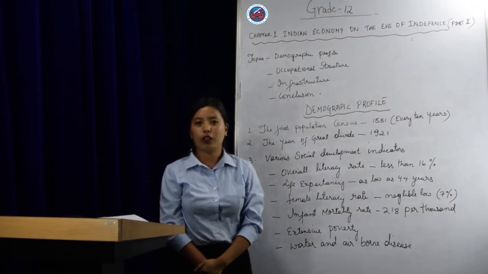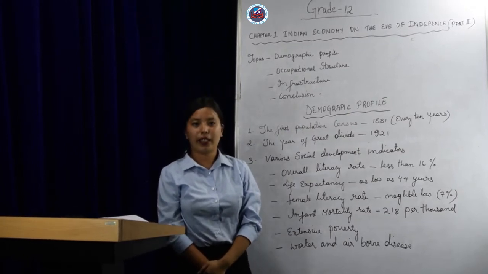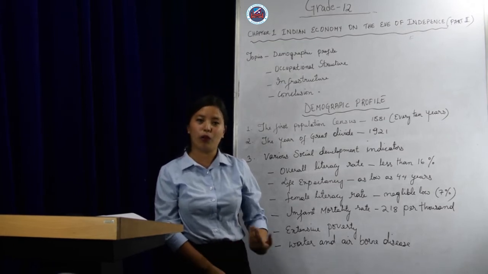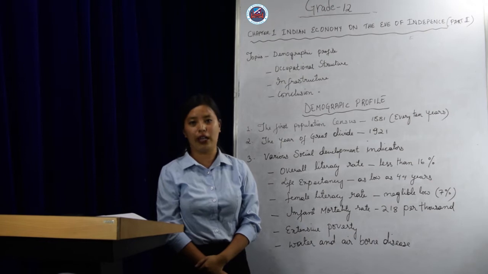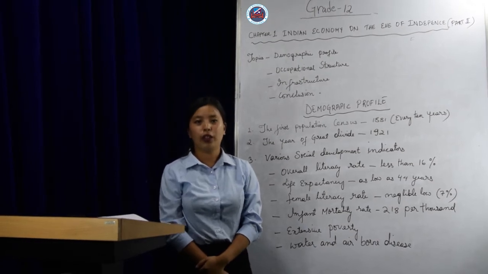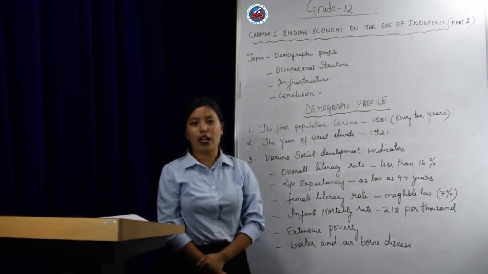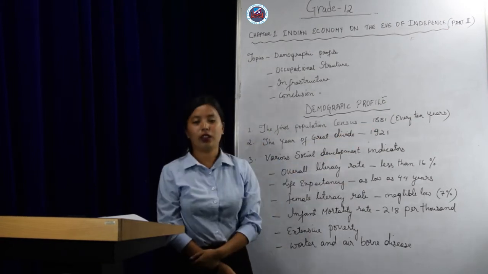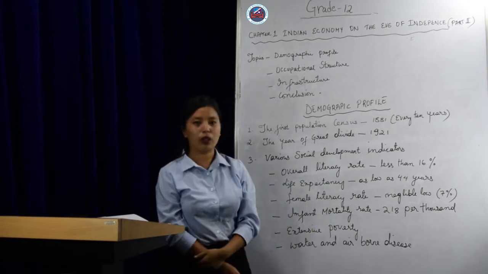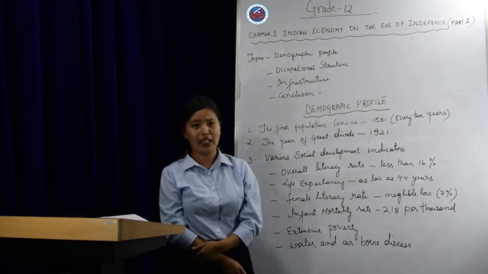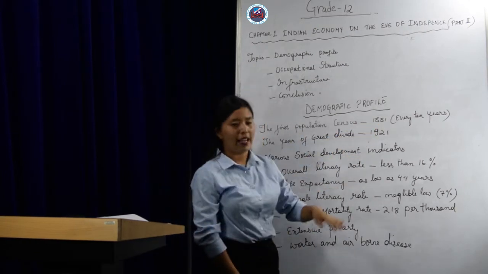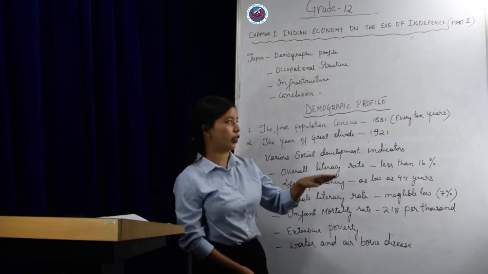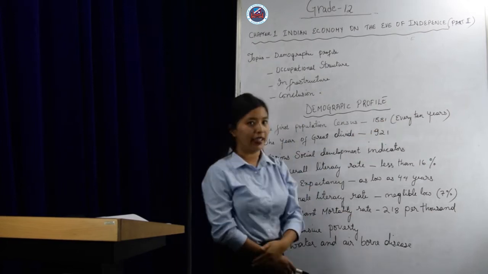When I talk about demographic profile, it means the structure of India's population during the time of British colonial rule. The British first took our population census in the year 1881. This was the year where we took our first population census. Starting from this year, the Indian census for the population was taken every 10 years.